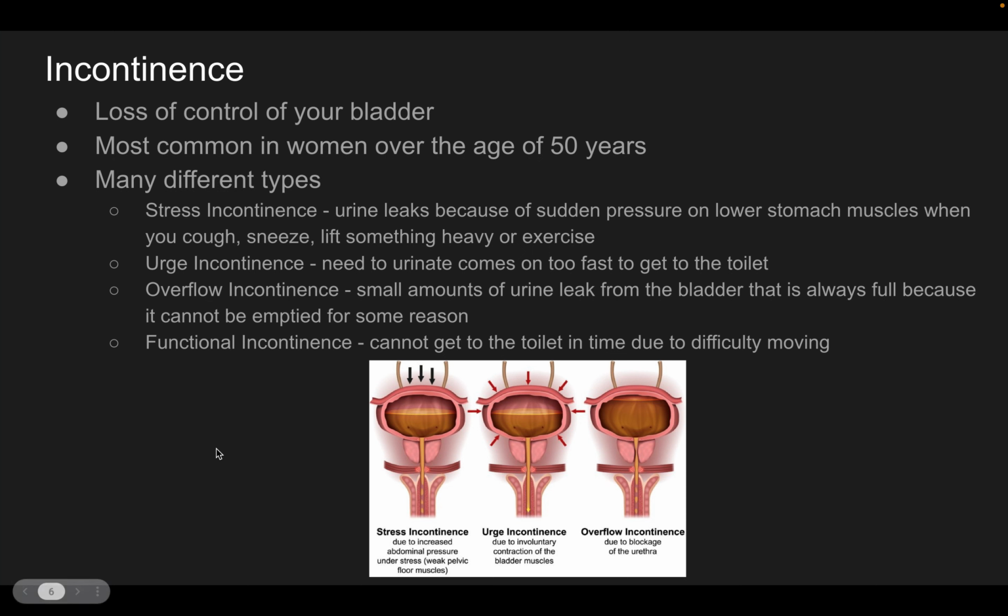And then functional incontinence is really not necessarily a problem with the muscle. It really just means that the person can't get to the toilet in time. If they're really old, if they have some sort of paralysis, if they're walking with a walker or a cane, and they just can't make it in time, that's functional incontinence.